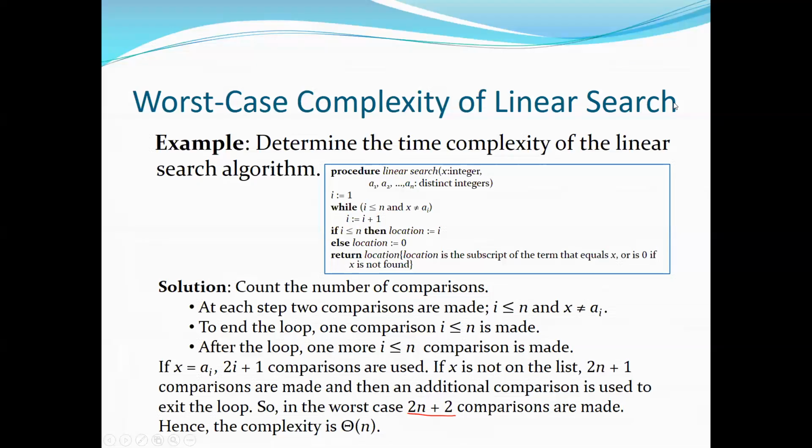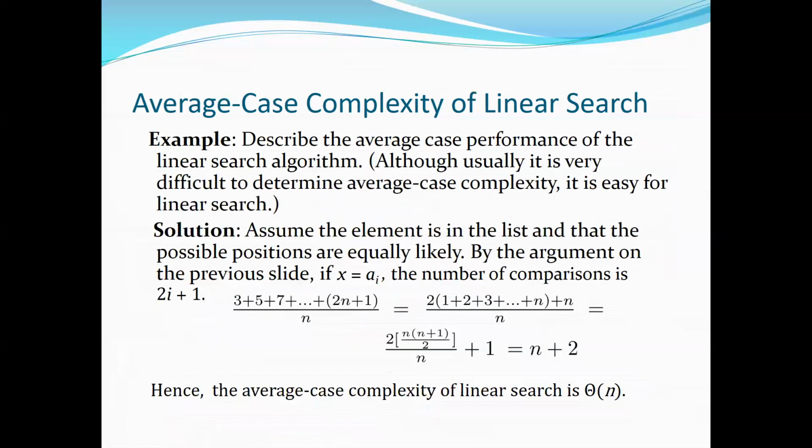So for the average case analysis of linear search, every position of the element is equally likely to return the result. This is the probabilistic analysis. In the average case, for every position there is a probability that we can find the required element at that position. So here is the example: describe the average case performance of the linear search algorithm.